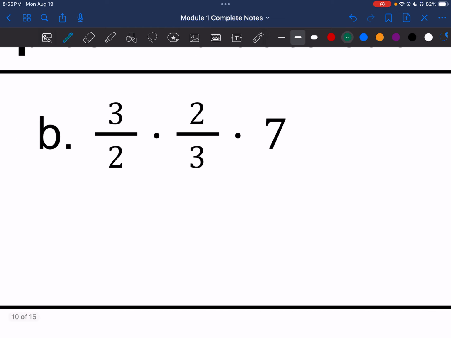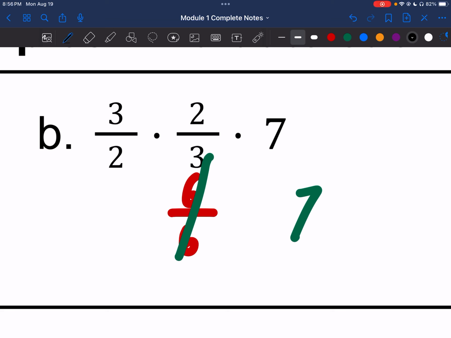Okay. If we look at letter B, we've got 3/2 times 2/3 times 7. So the 3 times 2 is 6. 2 times 3 is 6. Well, that's just the same thing, so that cancels out, and we're left with 7. So the rule that we're using here is the multiplicative inverse. Multiplicative inverse is the one that we are using there because we took the reciprocal.